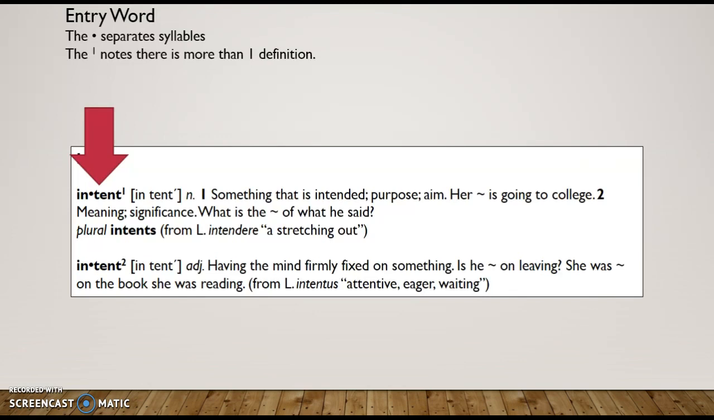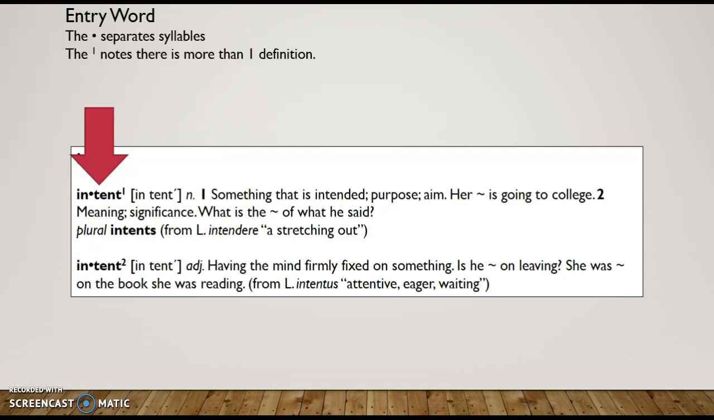The next thing we want to look at here is the entry word. The entry word is the bold-faced word that is being defined. The entry word is separated into syllables by a dot here. This dot tells you there are two syllables in the word intent.